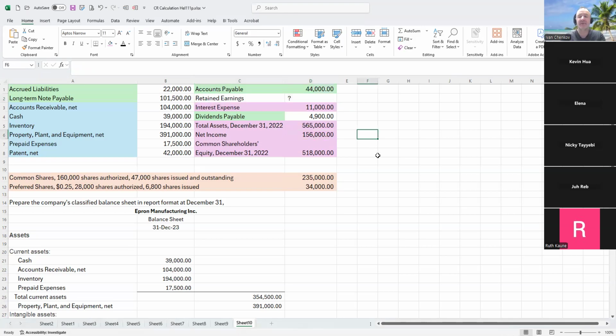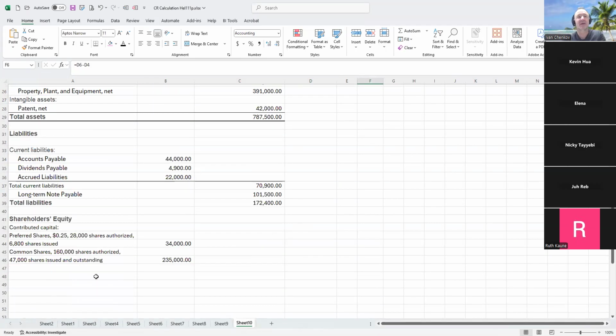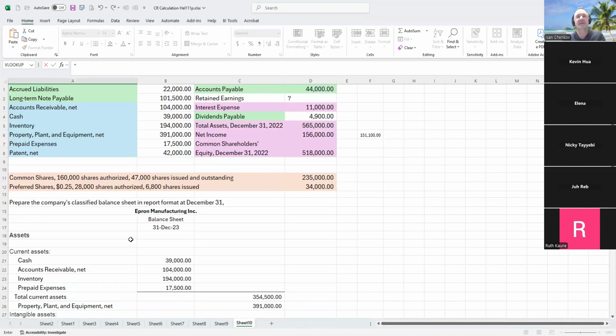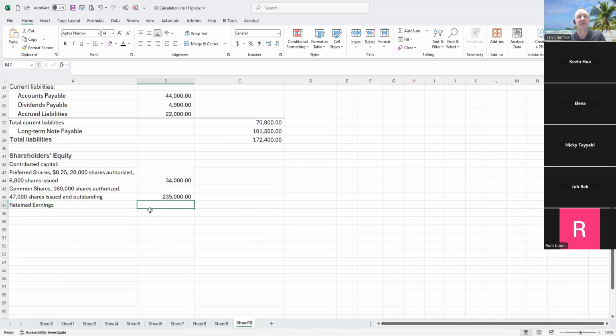Let's check if we get this amount minus the dividend payable, we're going to get this amount. Now, if we plug this amount, is that going to solve our problem? That's where we are. So let's go here. Now we need the retained earnings here, right? We don't know how much the retained earnings is. And once we solve that, we're going to have the total shareholders' equity, right?